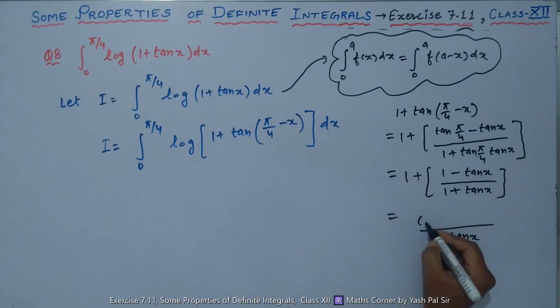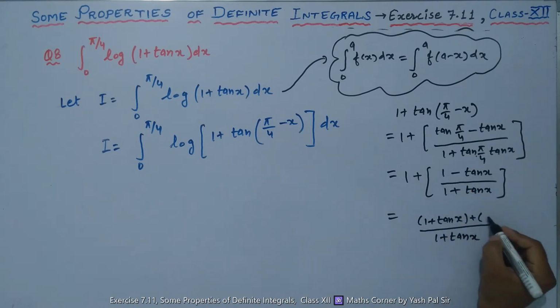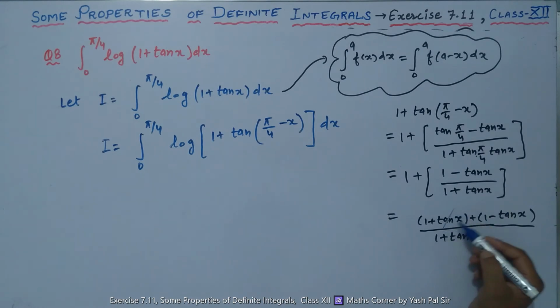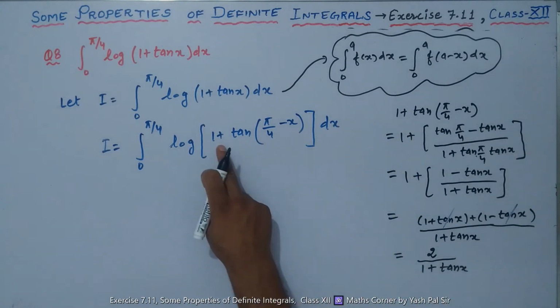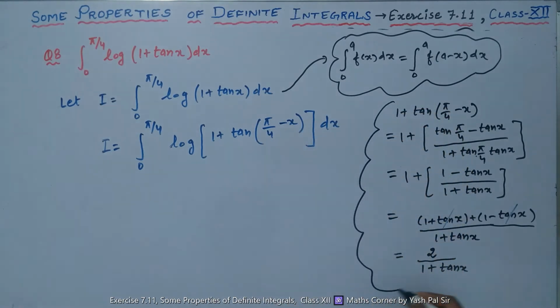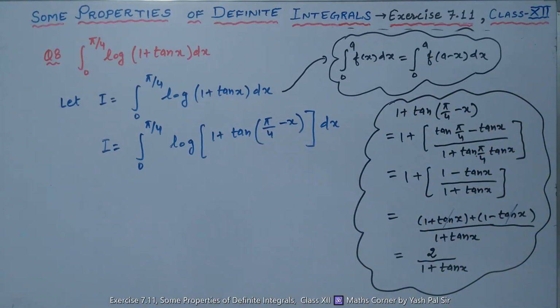So this becomes 1 plus tangent x plus 1 minus tangent x. So tangent x will get cancelled, plus tangent x minus tangent x. So we are left with 1 plus 1, that is 2, in the numerator. The denominator is 1 plus tangent of x. So this way 1 plus tangent of pi by 4 minus x is this value. So we directly apply this value in the given question.